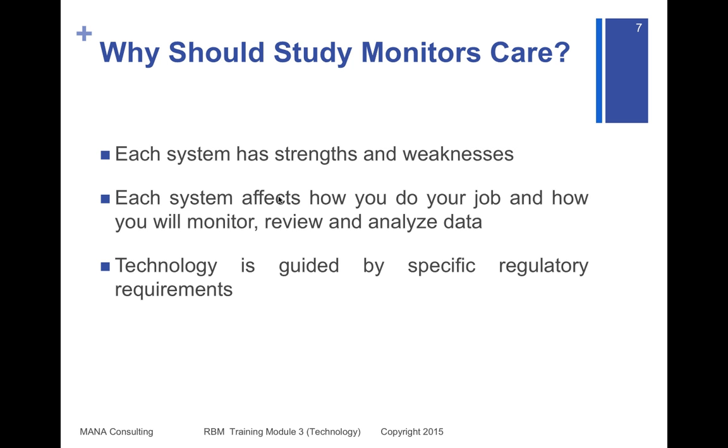So if you don't know what your system is doing and checking, then you don't know what you need to do otherwise. So if you think that there are certain edit checks in there, you need to know what edit checks are in there, what checks the system is doing, because that may affect what kind of monitoring review you need to do. And so understanding what your systems can do and what they can't do is another really important component.